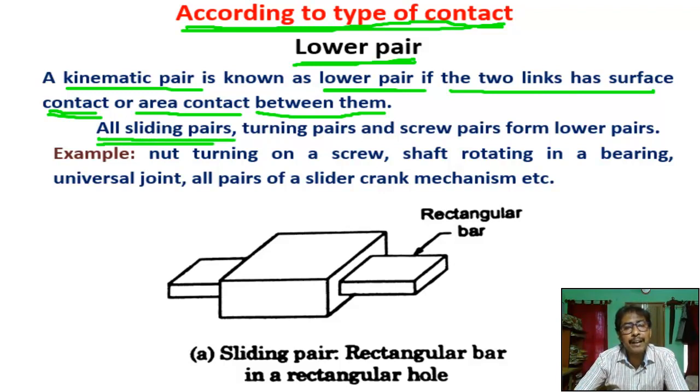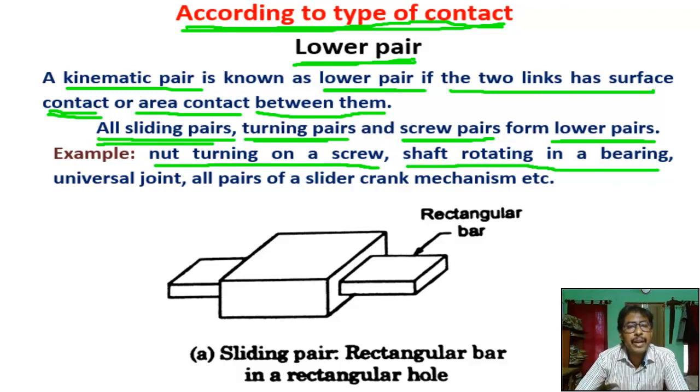All sliding pair, turning pair and screw pair form lower pairs. Sliding pair, turning pair, screw pair are lower pairs. Examples: a nut turning on a screw, a shaft rotating in a bearing, a universal joint, and all pairs of a sliding crank mechanism.